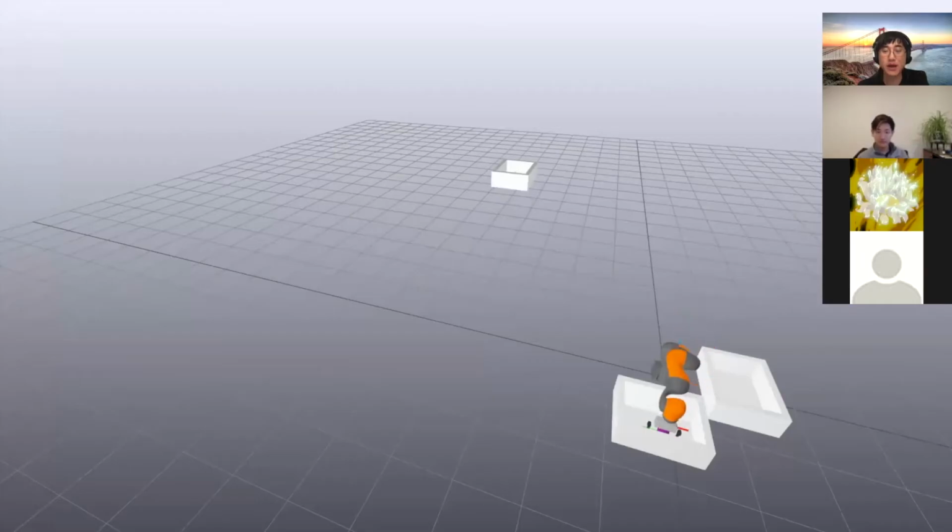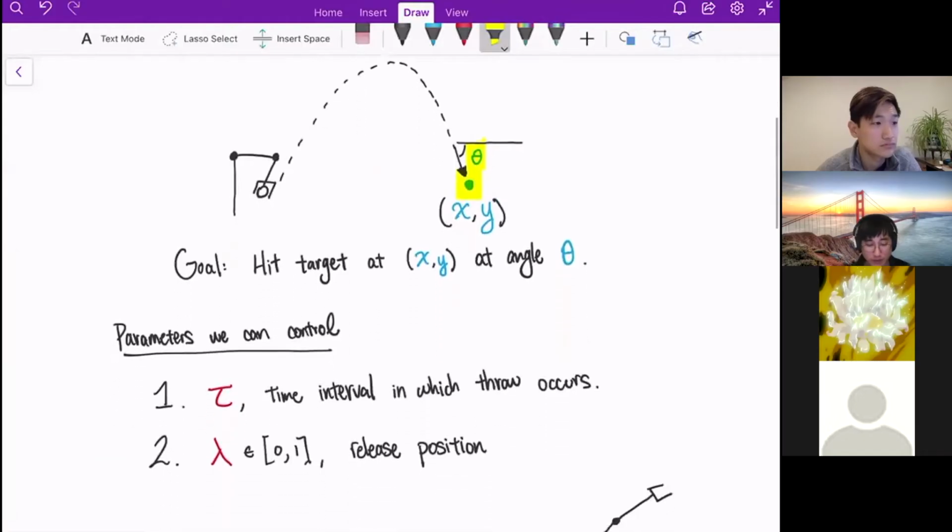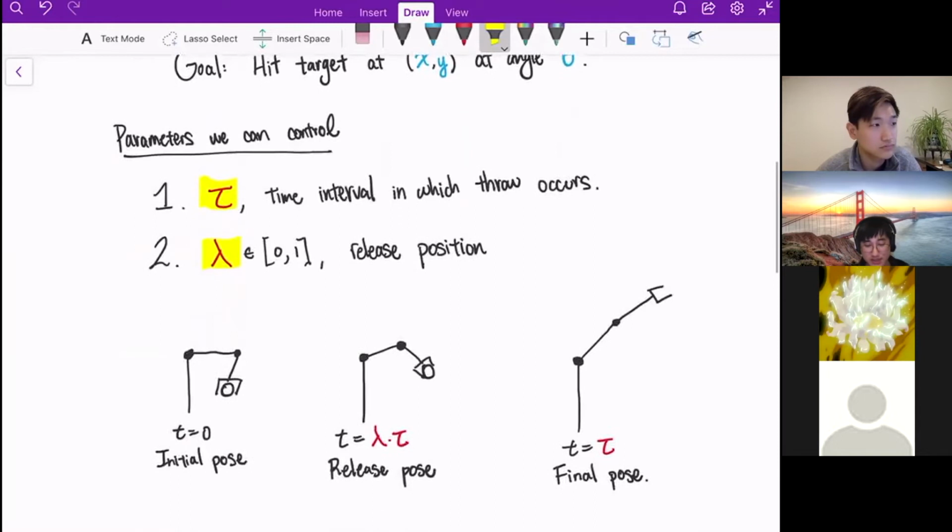So you might be wondering why we need to specify both the position and the angle of landing. The reason is if we don't specify the angle of landing, the ball can bounce off the side of the bin. The job of our algorithm is then to generate two parameters, tau and lambda. Tau represents the time interval in which the throw motion occurs, and lambda represents the fraction along that throw at which we release the ball.